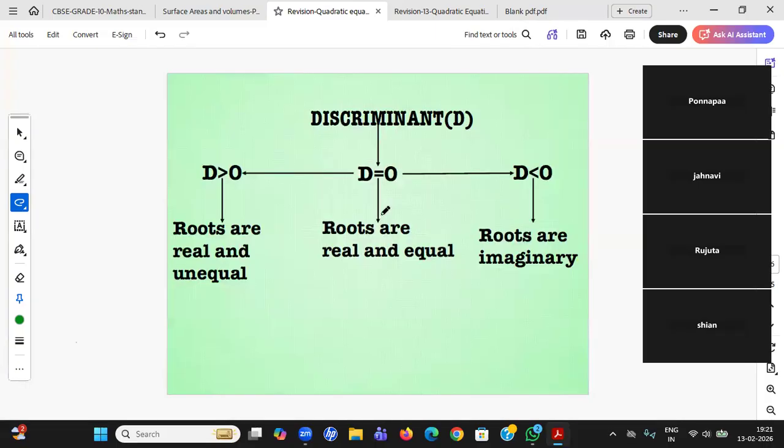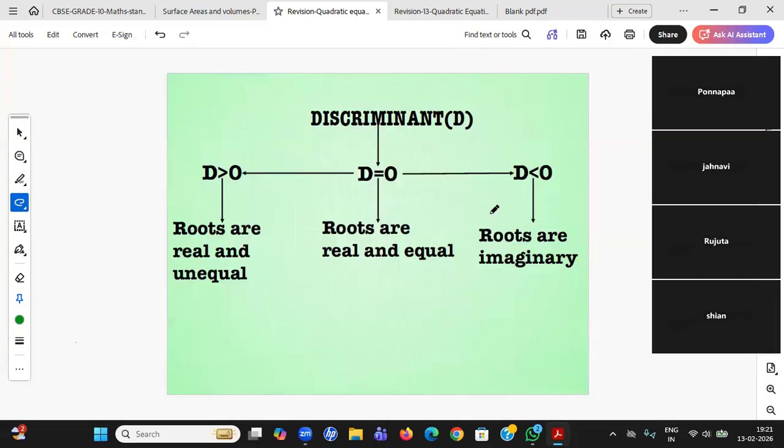Not required. Okay. Now we are going to the next topic. What is this topic? Discriminant. Okay. The last topic. Last topic of this chapter. Discriminant.